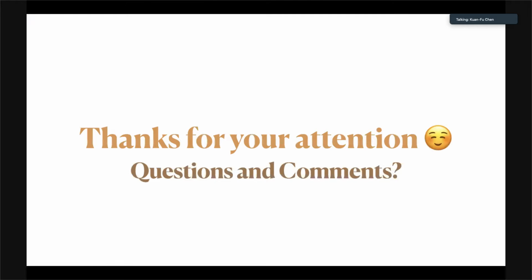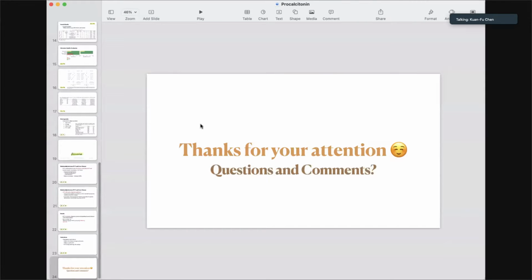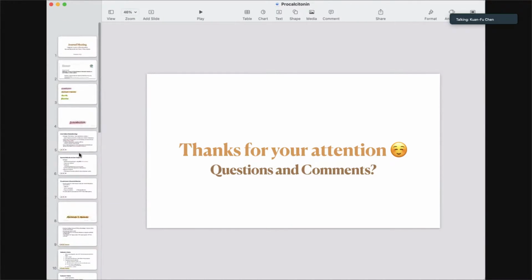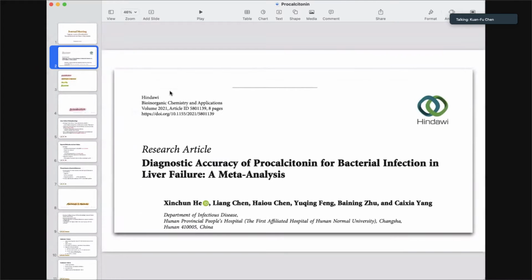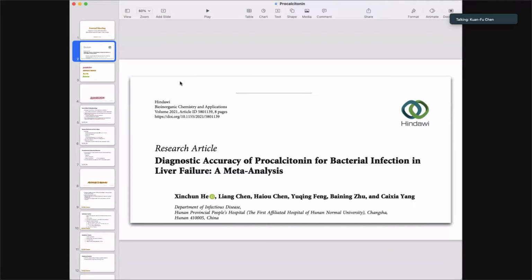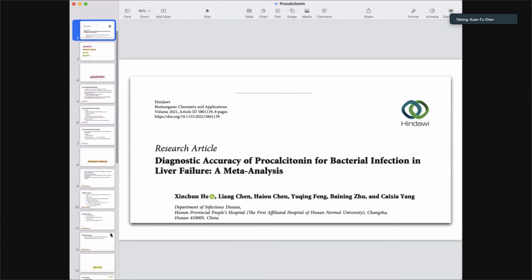Thanks, Dr. Lin, for briefly summarizing the study for us. The reason I picked this study to share has several purposes, both educational and for our team development. The first one is to let you know that procalcitonin has already been studied for decades, as Dr. Lin showed you, and there are tons of meta-analyses trying to figure out the perfect timing for us to use this biomarker in the clinical setting.